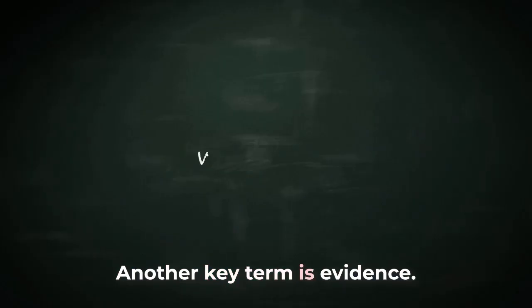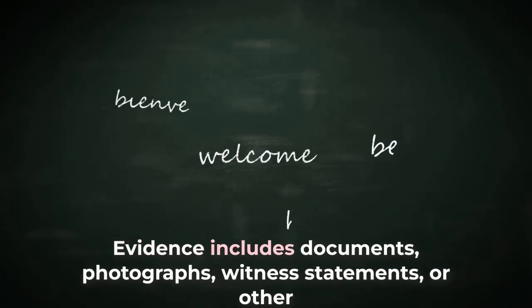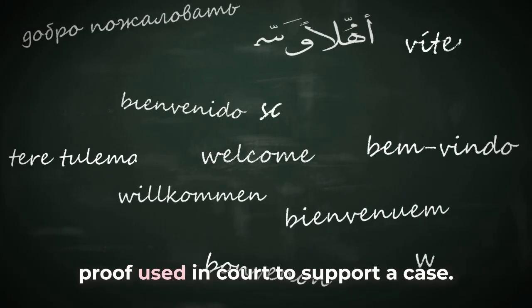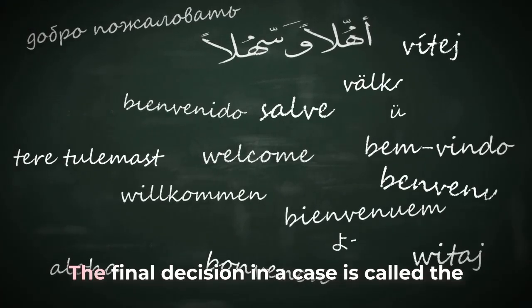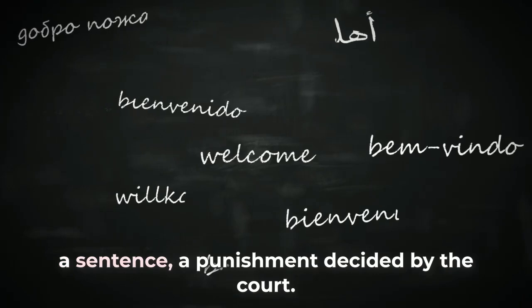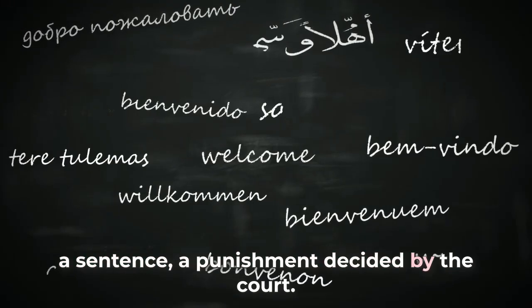Another key term is evidence. Evidence includes documents, photographs, witness statements, or other proof used in court to support a case. The final decision in a case is called the verdict, and if someone is found guilty, they receive a sentence, a punishment decided by the court.